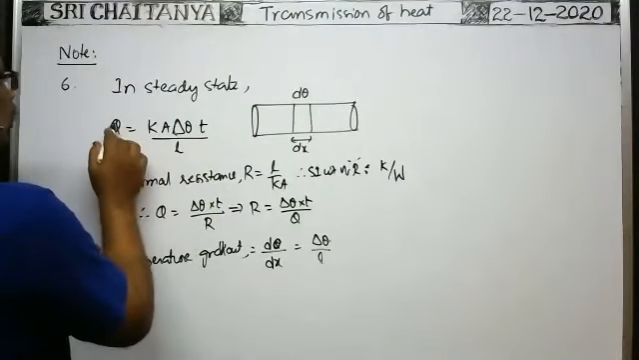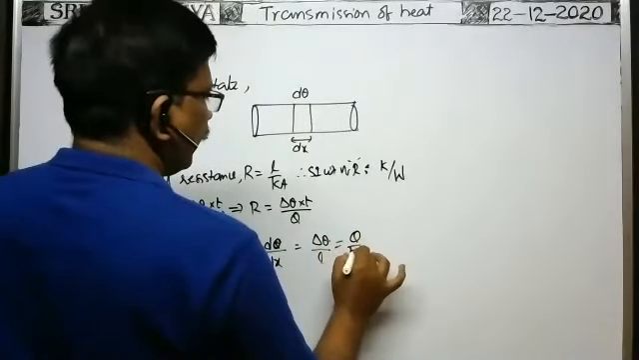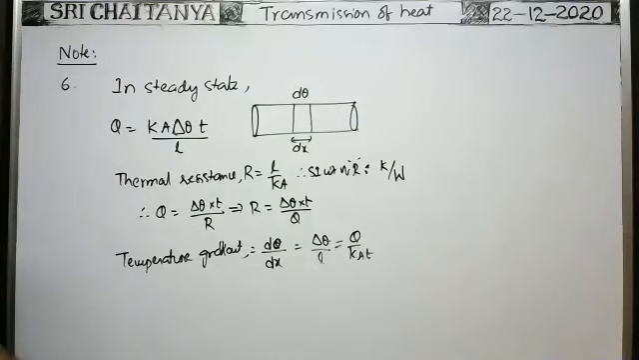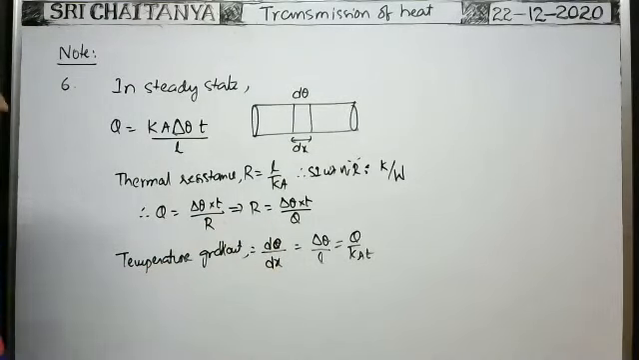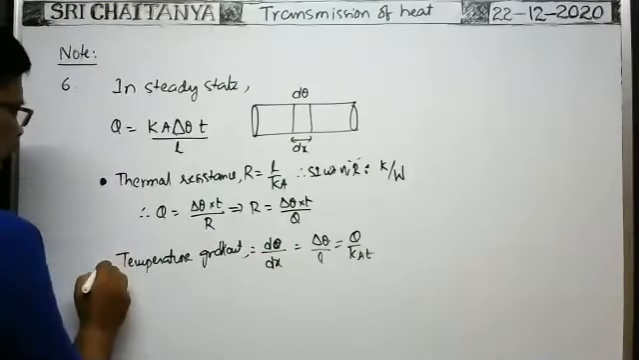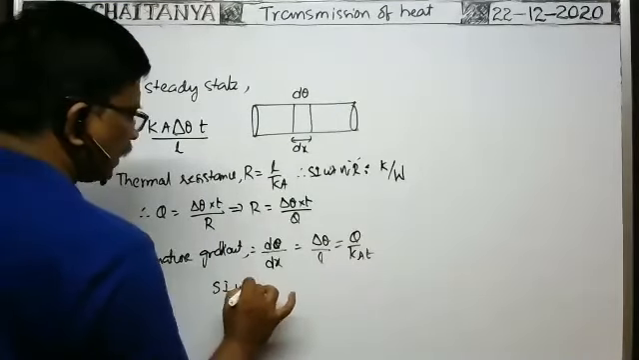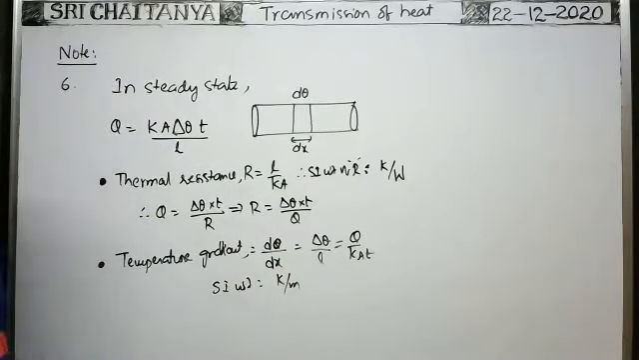The temperature gradient is also equal to Q by K A t. It is the temperature gradient. The SI unit of temperature gradient is Kelvin per meter. That is the SI unit.